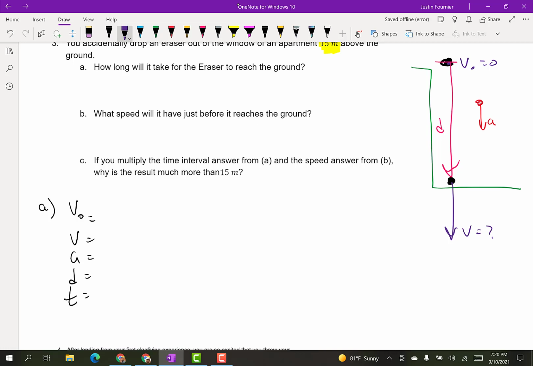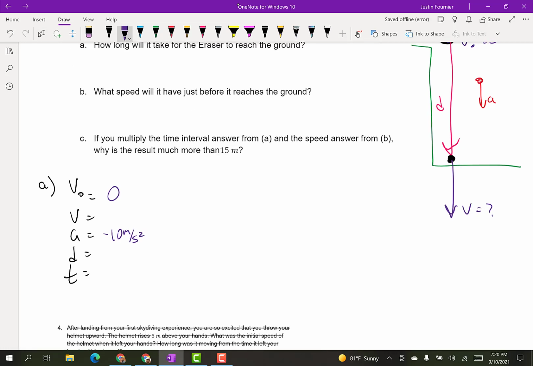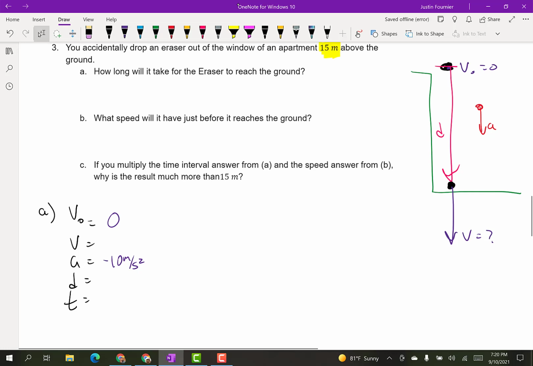I know this is a free fall problem, so the acceleration has to be negative 10 meters per second squared. I'm dropping it, so the initial velocity has to be 0. And they told me it takes 15 meters to reach the ground. So remember, though, that goes down, so that displacement is going to be negative 15 meters. All right, now I should be able to solve.